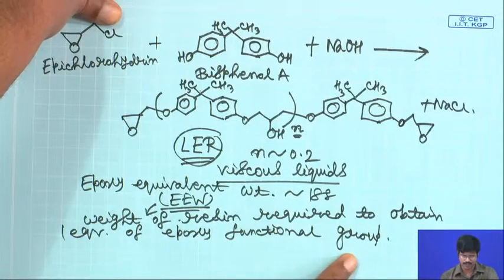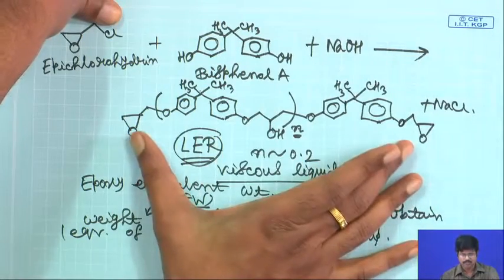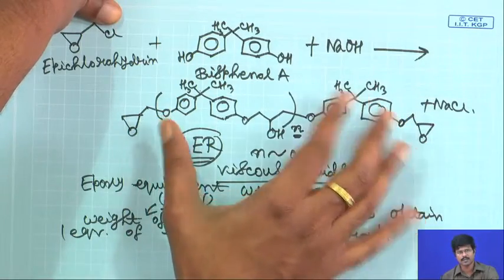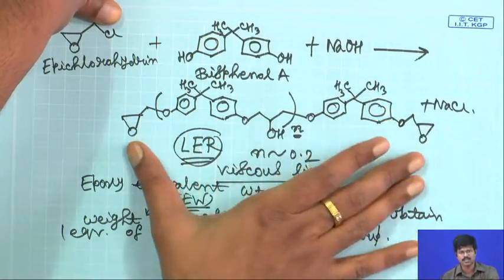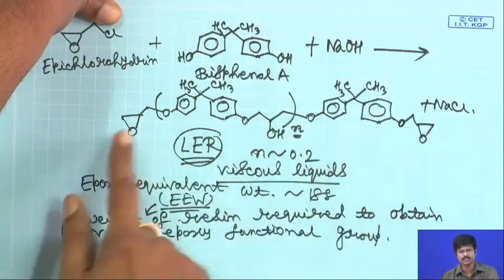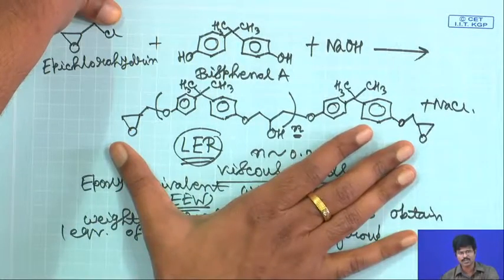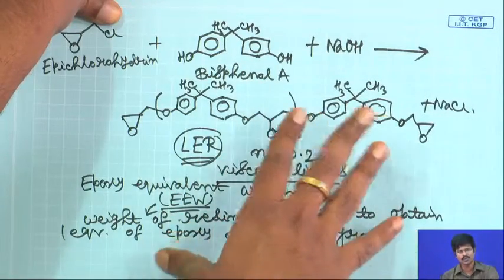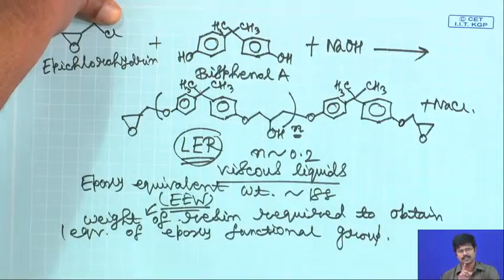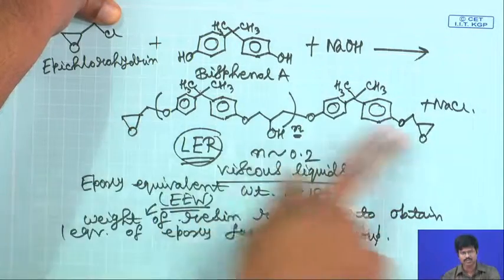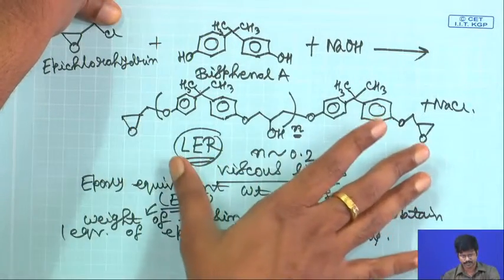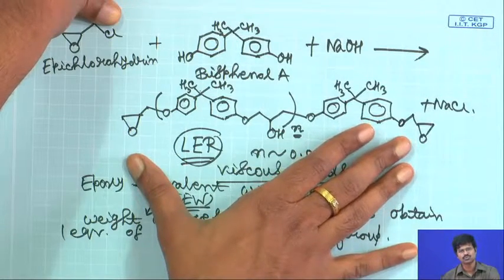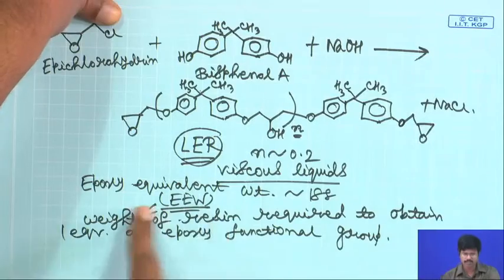of epoxy functional group. So, if the molecular weight is x, and you take x gram of this molecule, then you will get 2 equivalent. So, how many grams will give you one equivalent? That will be x divided by 2. So, that will be your epoxy equivalent weight.